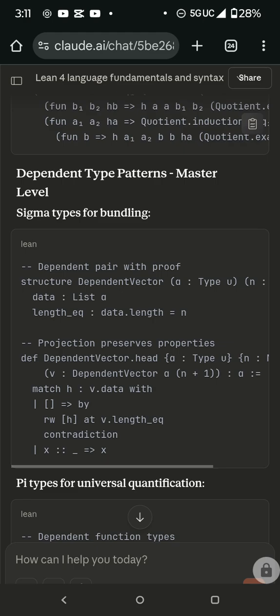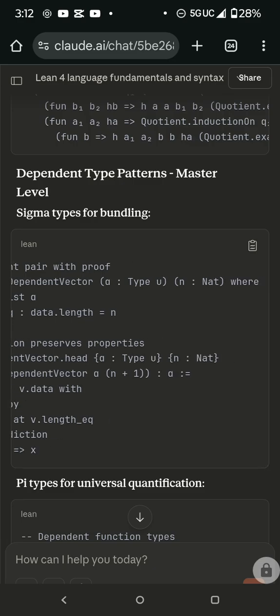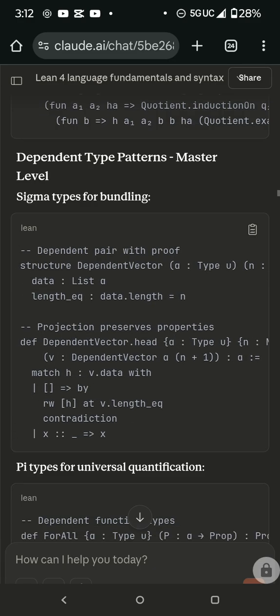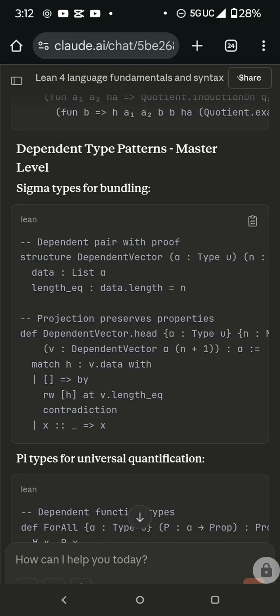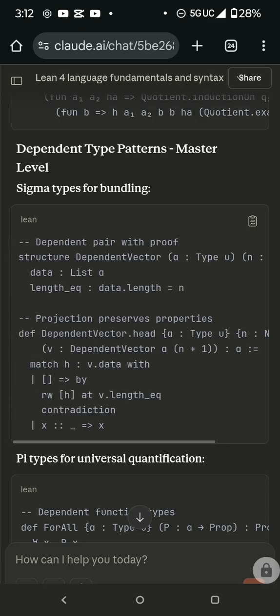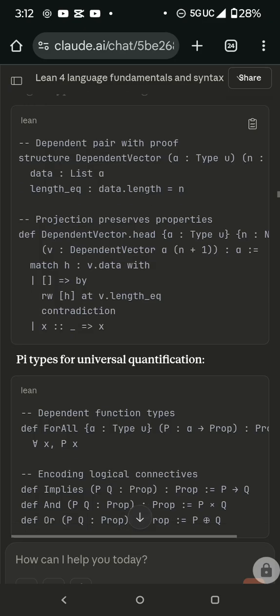So what does it figure is a master level and a new emergent capability? Sigma types for bundling. Why might we want to bundle something? We'll see. Dependent pair with proof, structure dependent vector in this manner, then where such as this is this, that is that. And then projection preserves properties by having us define something like this, setting this, and then proceeding with the script shown further as follows, like that.